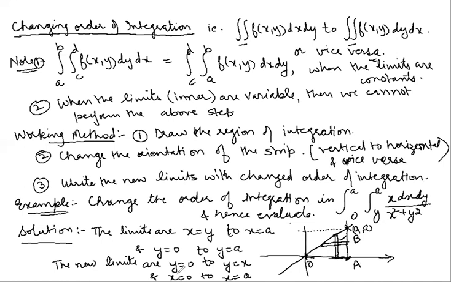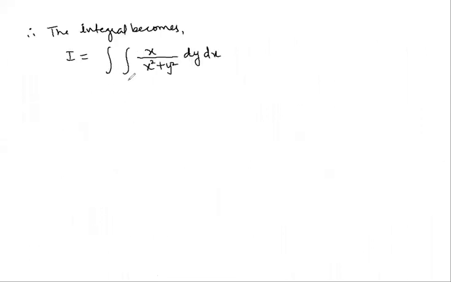ठीक है, तो अब लिमिट्स इसके क्या है, जो इनर लिमिट्स हैं these are from 0 to x, outer limits are from 0 to a. Inner limits are from 0 to x, outer limits are from 0 to a. ठीक है, तो ये हमारा इंटेग्रेंड बन गया. अब हम इसको सॉल्व कर सकते हैं. ठीक है, now we will solve this.